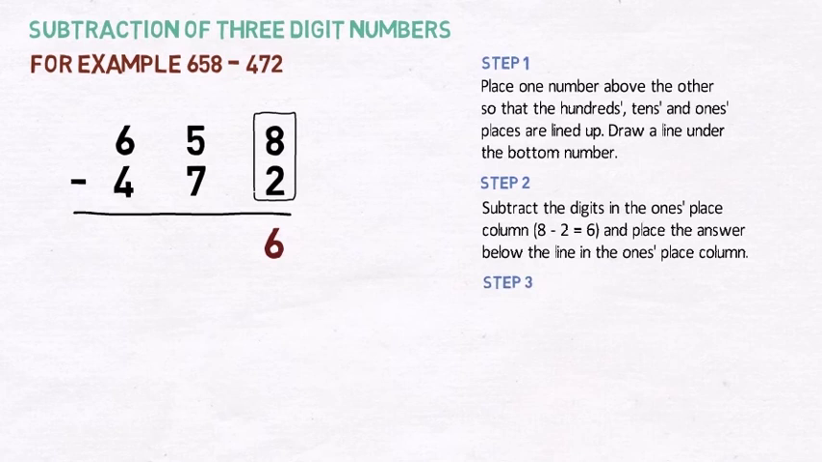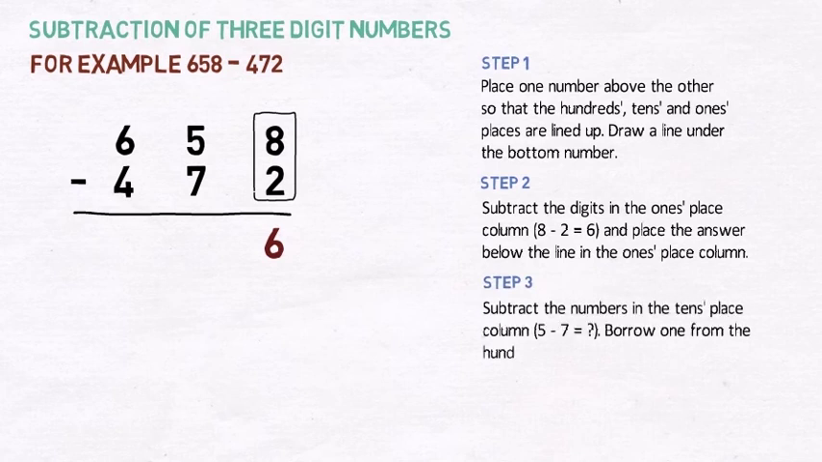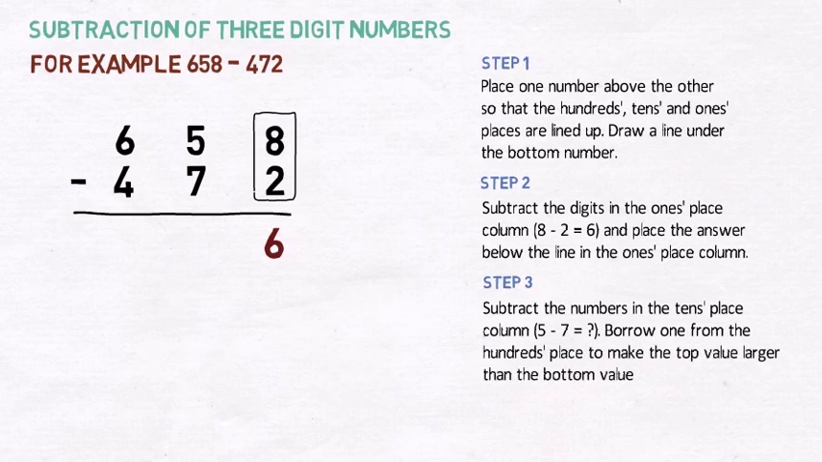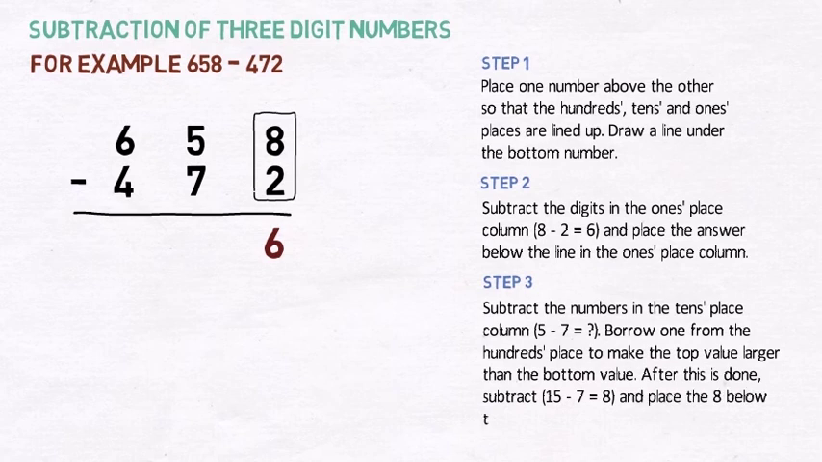Step 3. Subtract the numbers in the tens place column. 5 minus 7. Borrow 1 from the hundreds place to make the top value larger than the bottom value. After this is done, subtract 15 minus 7 equals 8 and place the 8 below the line in the tens place column.